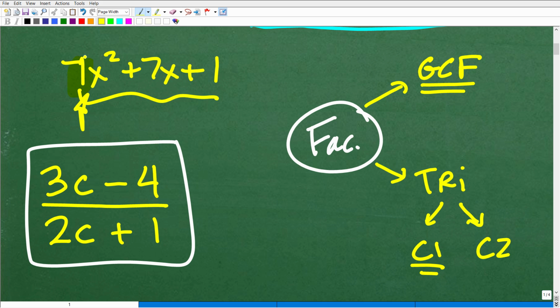And then if you have anything other than a 1, like here, I'll just put a 7 right there, this is a case 2. But you've got to be able to factor quadratic trinomials, and that's what we're dealing with here in this problem.